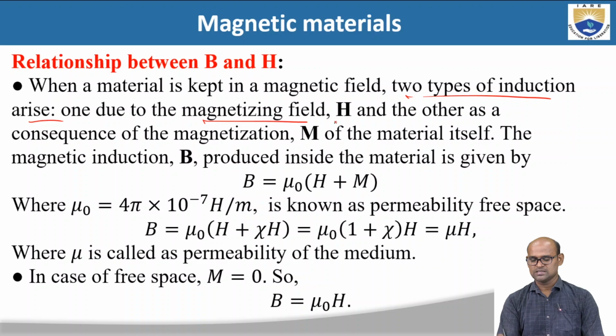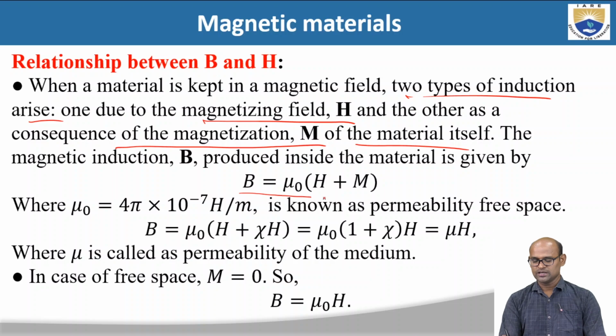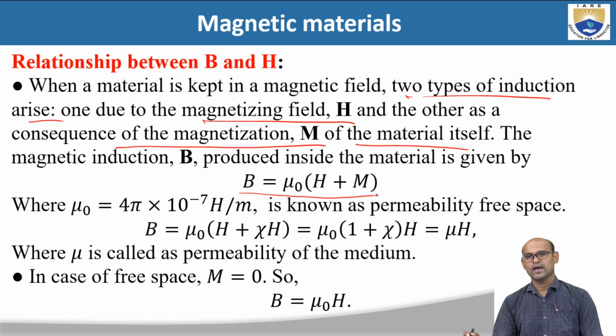One is due to the magnetizing field H, and the other as a consequence of magnetization in the material itself. So when the material is getting magnetized, it also produces the magnetic induction. That is why magnetic induction B is equal to mu naught into H plus M.